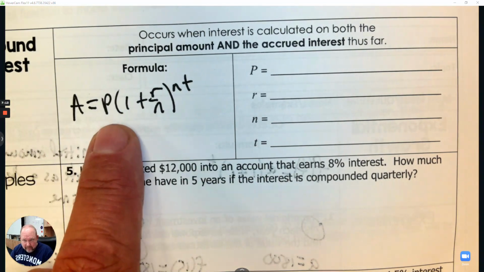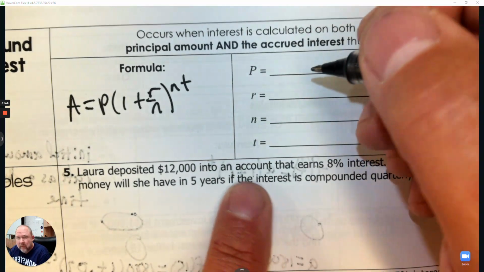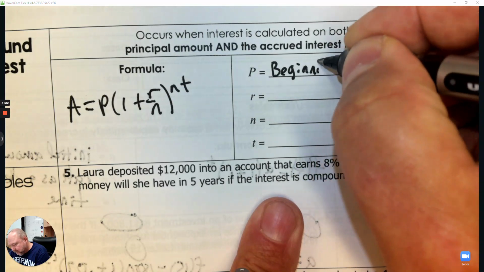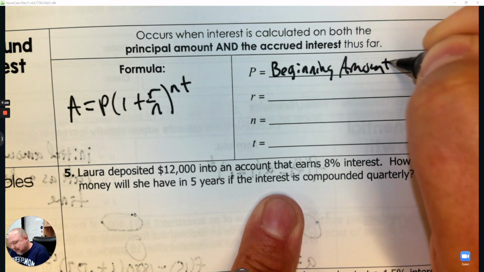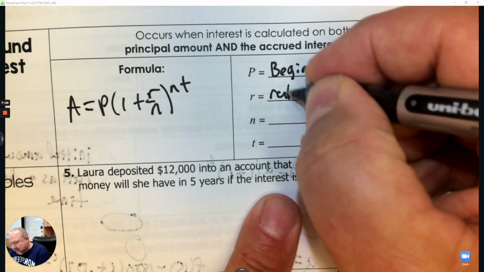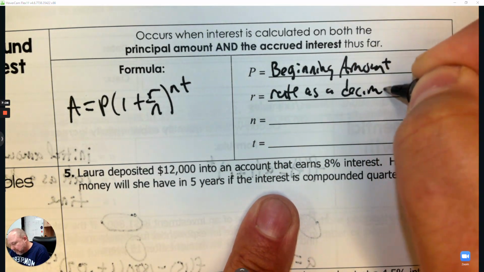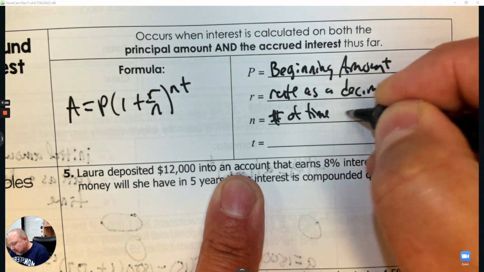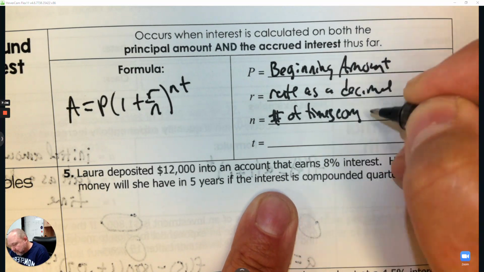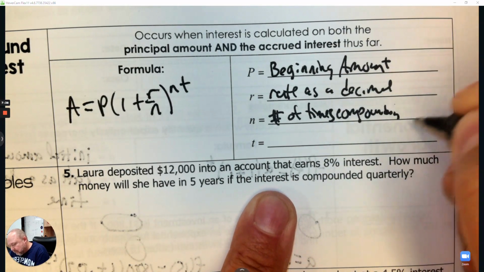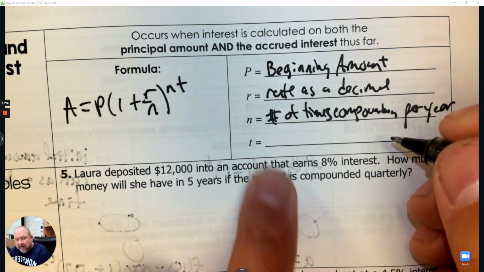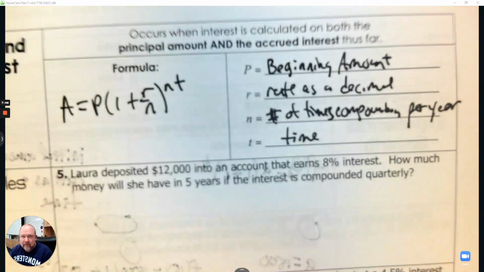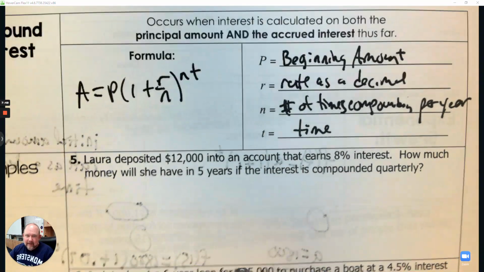So A, again, is the end amount, but P is what would be called the principal, but we can just, again, call it the beginning amount or the initial amount. R, again, is a rate as a decimal. N is the number of times compounding per year. And then T again is time. So this is a new one. How many times a year are you calculating interest and adding it back into your account?